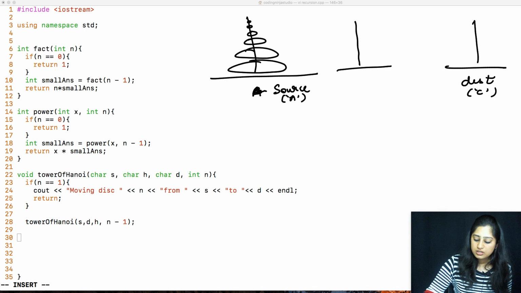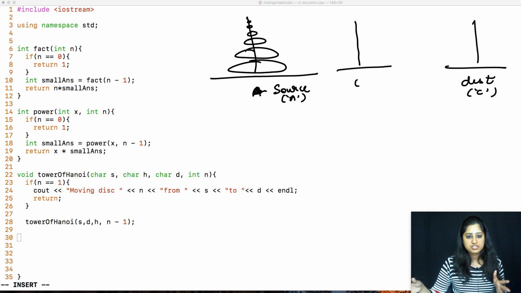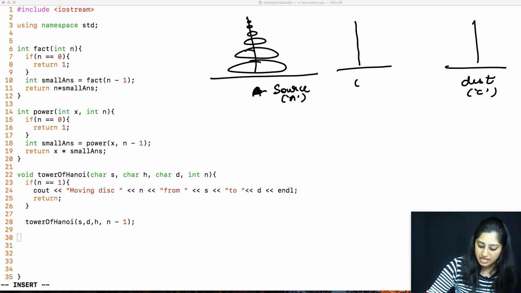So the third rod which is there, I'll use that as helper. Whatever third rod except source and destination, we have three rods, one will be source, one will be destination. I'll use the third one as helper. What is helper used for? So helper is used for the intermediate steps. Okay, we will understand it in deeper once we try to run it.